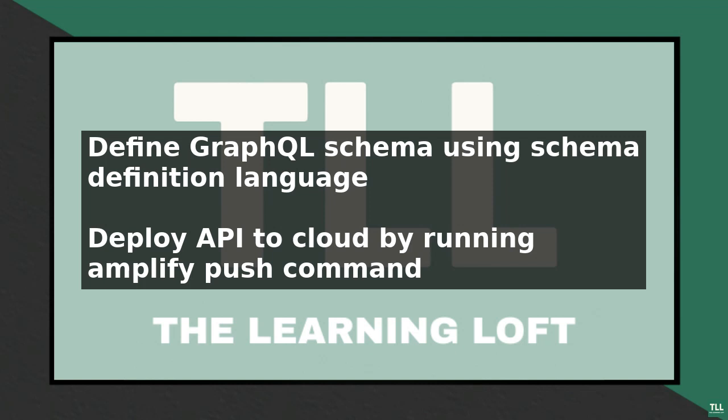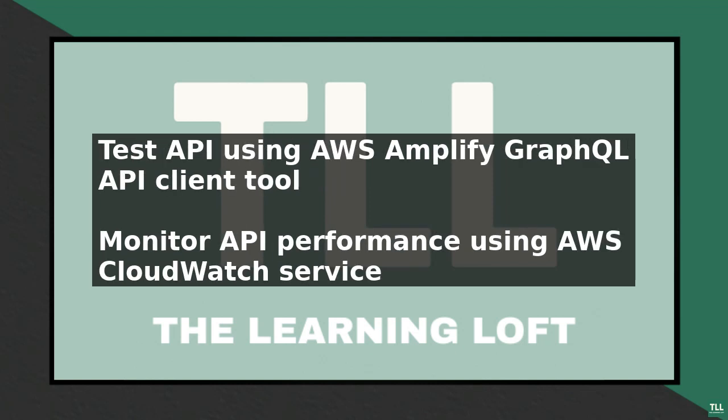Best practices for setting up an AWS Amplify GraphQL API include using a consistent naming convention, defining a clear and concise schema, and implementing authentication and authorization to secure your API. Additionally, use the Amplify CLI to automate the deployment and testing of your API, and monitor your API's performance using AWS CloudWatch. By following these steps and best practices, you can set up a scalable and secure AWS Amplify GraphQL API that meets the needs of your application.